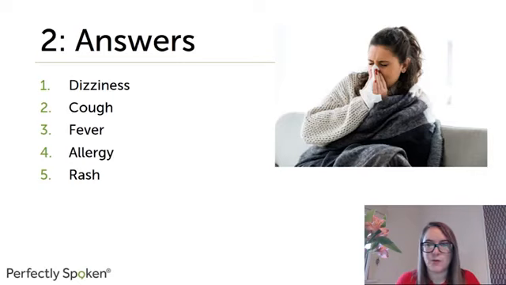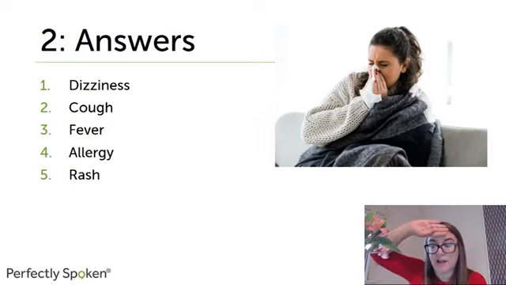Okay, let's check our answers. So, number 1, I was talking about dizziness. When you feel that you're going to fall over, I feel dizzy. Dizziness is the noun, dizzy is the adjective. Number 2, this is a cough. When you're clearing your throat, this is a cough. Remember, we talked about the unusual spelling and pronunciation. So even though there's a GH, the pronunciation is cough with a F. Number 3, when your temperature is very high, I have a fever.